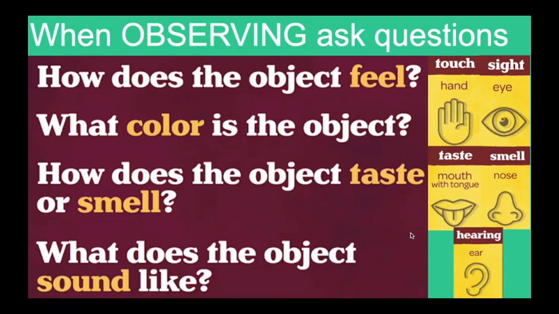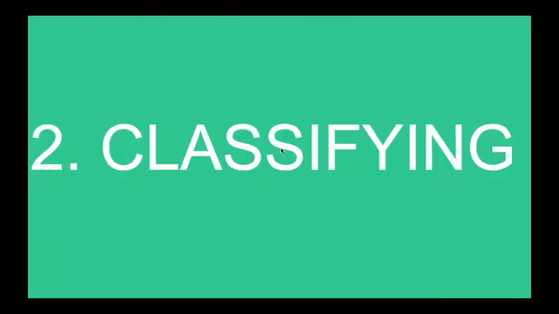All right, this is how we observe and ask questions. Next science process skill is number 2, classifying. Repeat after me, classifying.